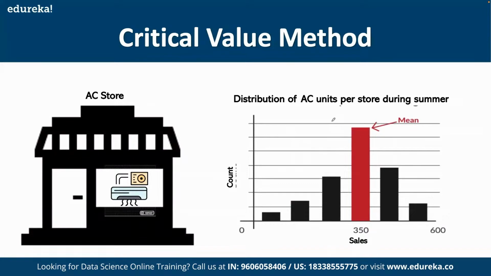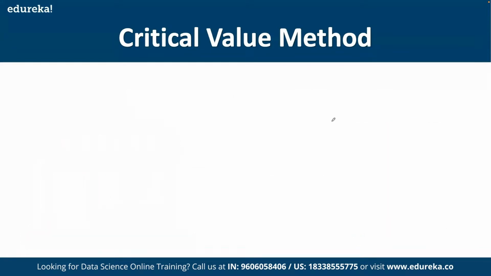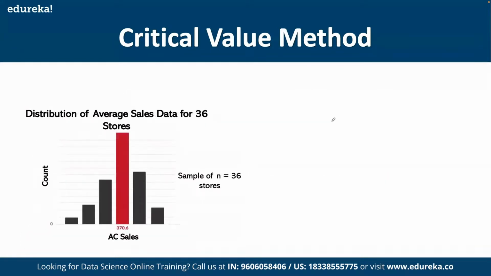Now, let's take up an example. Here, we have got an AC store, and this data describes the distribution of AC units per store during the summer. This is the information that we have got, that is the distribution of AC units per store during the summer. Now, in this scenario, let's say we've got a sample of 36 stores.